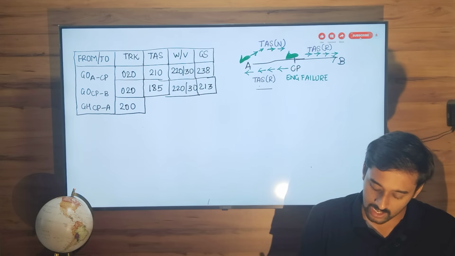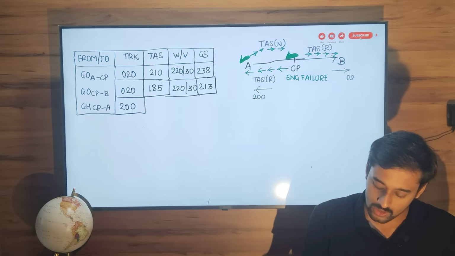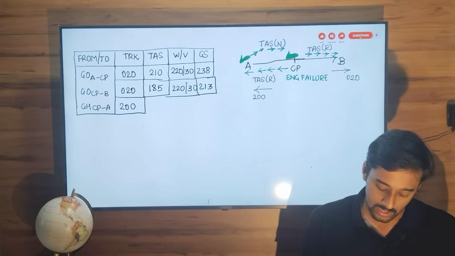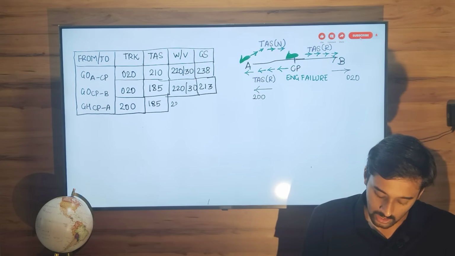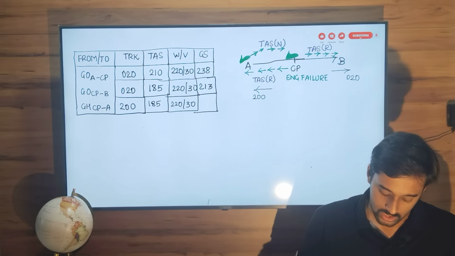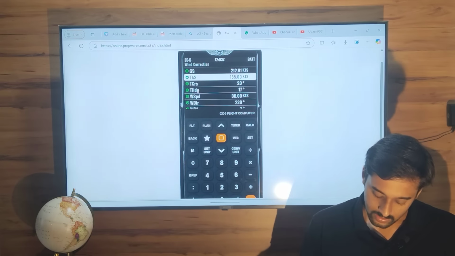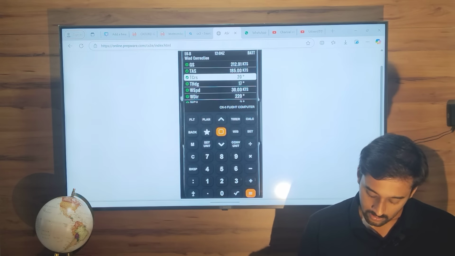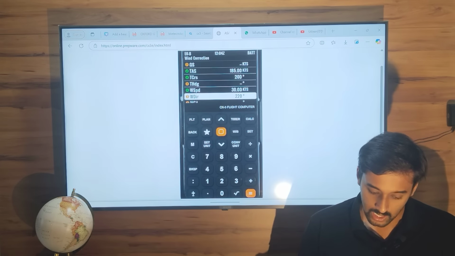Okay, coming back, your direction is 200. Going ahead, your direction was 020. True airspeed, again, you're coming back at a reduced true airspeed, so speed of 185 knots. Wind velocity of 220 at 30. Your ground speed will be how much? Let's calculate that. So true airspeed is 185. Track is 200. 30 knots at 220.